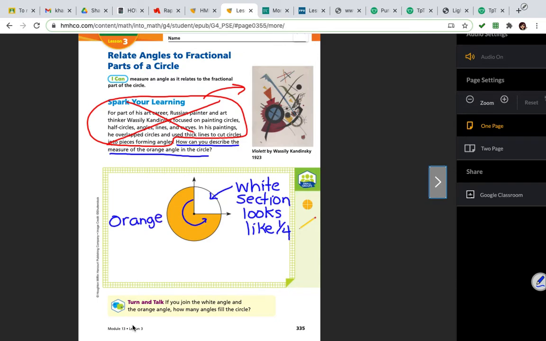The orange section must be 3/4 of the circle. And this could represent anything. It could represent a pie and 1/4 of the pie is gone and 3/4 still remains. It could represent a pizza. So the orange section represents 3/4 of the circle.